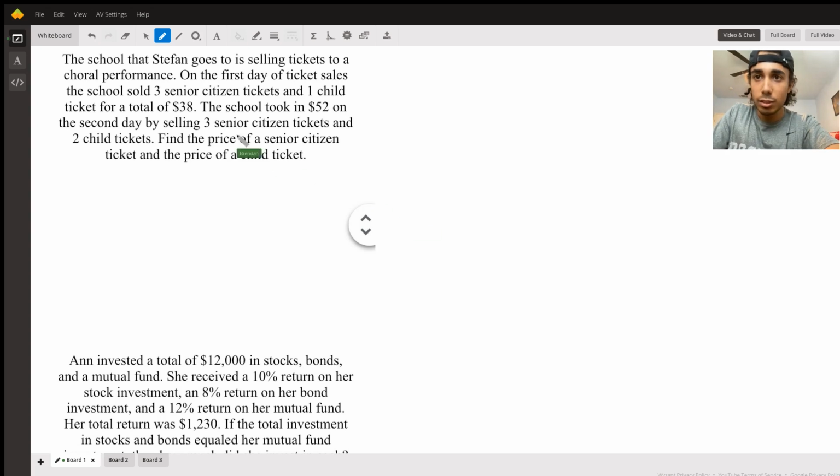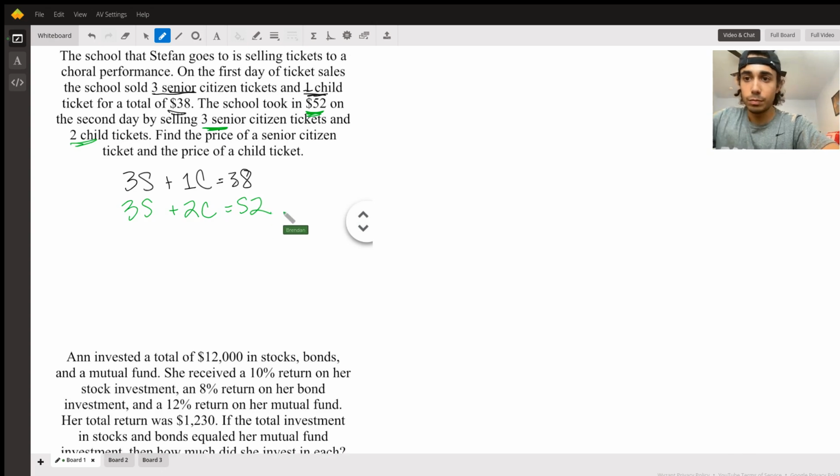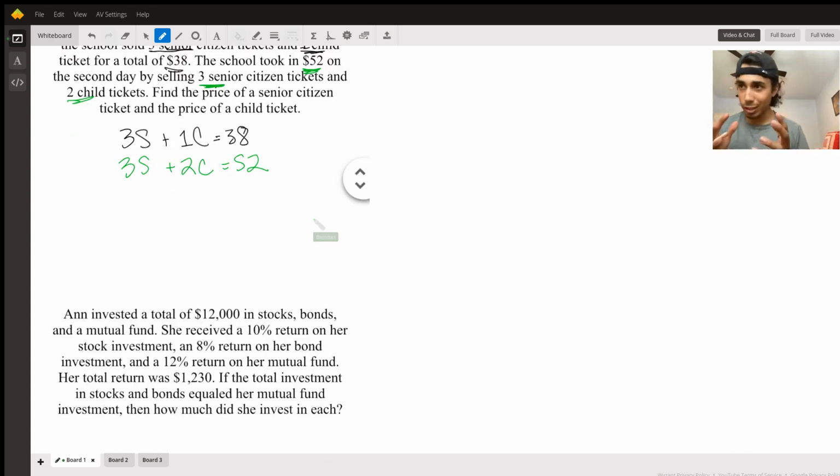is we've got 3 senior tickets plus 1 child ticket, and that total is $38. So I got 3 senior tickets plus 1 child ticket, and that total is going to be $38. And then down here we've got the total of $52 from 3 senior tickets and 2 child. So again, I got 3 senior and 2 child, and that total is 52. All right, so again, you always want to create opposites.